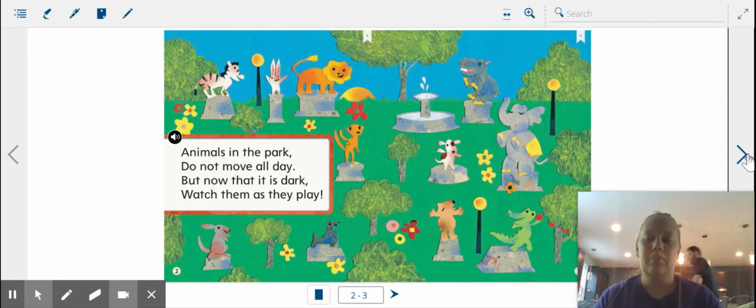When do the animals play? Do they play during the day or at night? Right, only at nighttime. So it says, animals in the park do not move all day, but now that it is dark, watch them as they play.